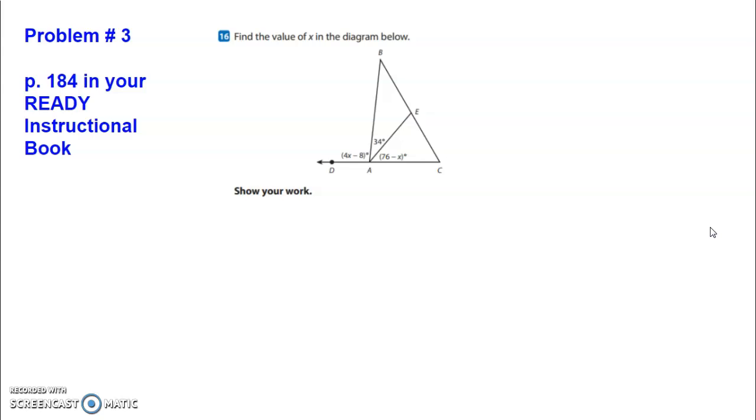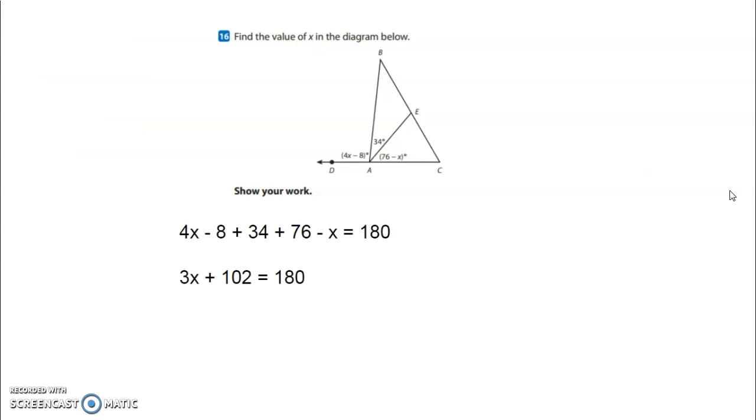This is problem number 3. It comes from page 184 in your Ready instructional booklet. It's part of the guided practice. And what you need to do here is just find the value of x. You don't actually have to figure out these angle measurements, but you just have to figure out x, although we could figure out the angle measurements if we need to, but that's not what we are asked to do. We're just asked to figure out the value of x.